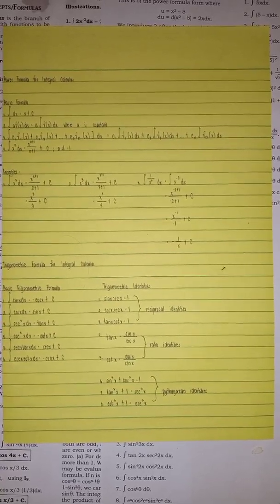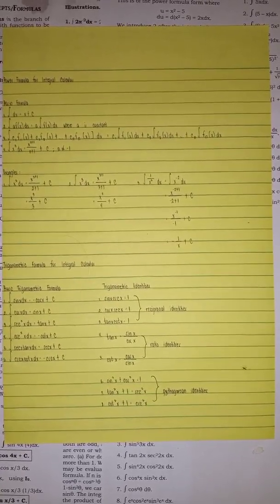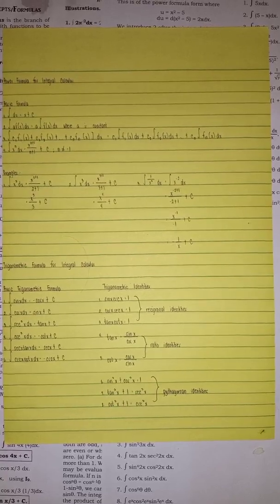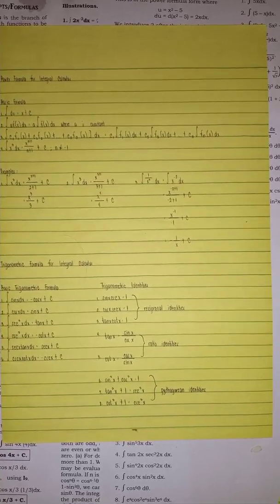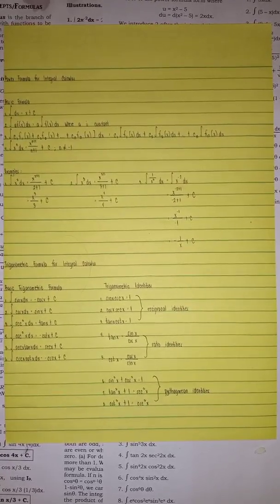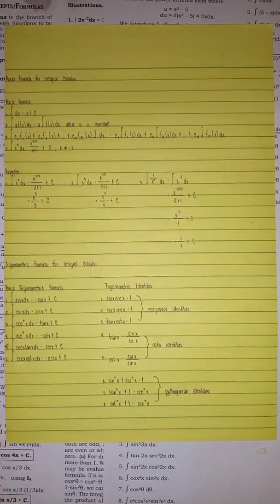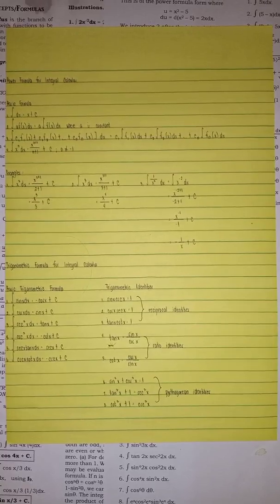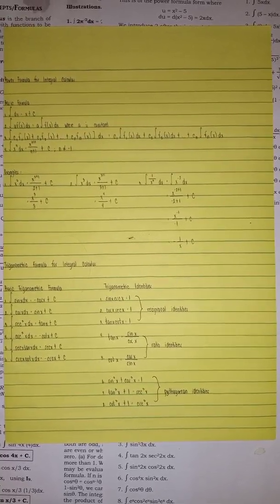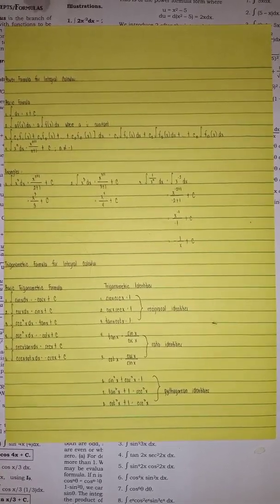Number 4. The integral of cosecant squared x dx is equal to negative cotangent x plus c. Number 5. The integral of secant x tan x dx is equal to secant x plus c. Number 6. The integral of cosecant x cotangent x dx is equal to negative cosecant x plus c.